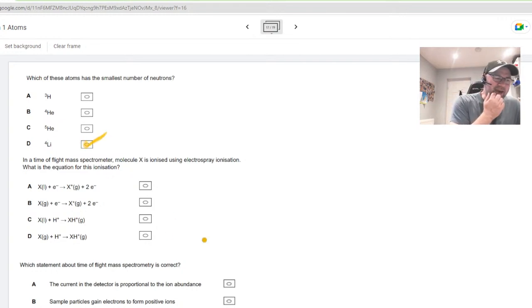All right, who can get this one? In a time of flight mass spectrometer, molecule X is ionized using electrospray ionization. What is the equation for this ionization? This is a different one, called electrospray ionization. This is when it's dissolved in a solvent, injected into the time of flight, and it gets protonated. Which one do you think shows the ion being protonated? Any ideas, guys? Anyone want to dare a guess? Totally don't worry if you get it wrong. Which one looks like they're adding a proton to it?